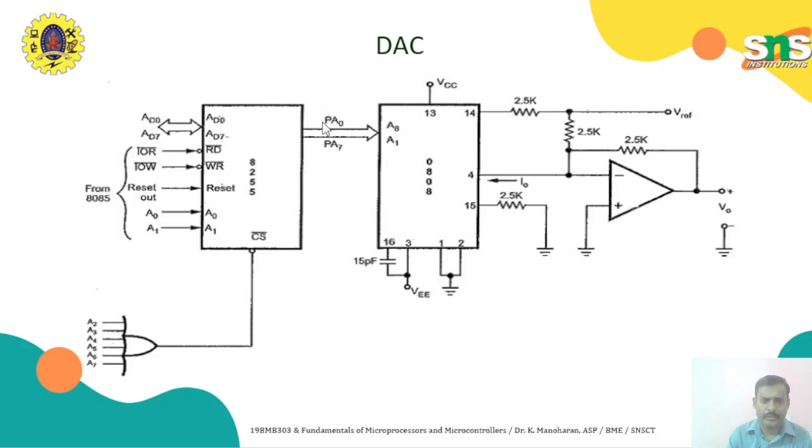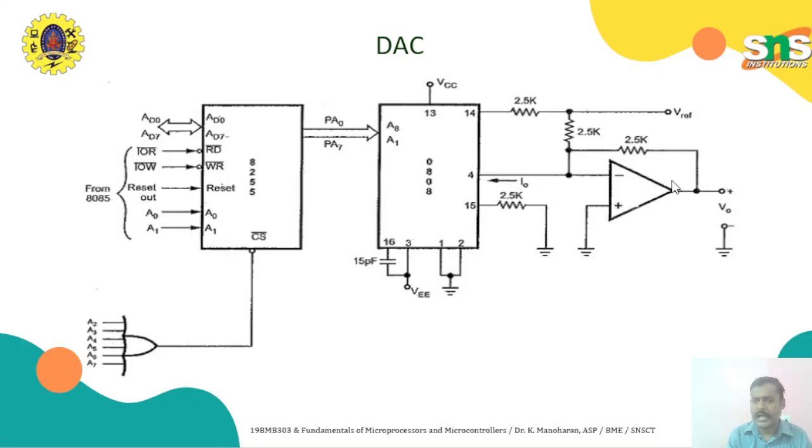Look at this, port A, PA0 to PA7. This will be connected to this A0 to A7, or we can say A1 to A8. This is the 0808 DAC IC. It converts the corresponding digital to analog. In terms of current only we get the output, so we need to convert from current to voltage. This is the I to V converter.